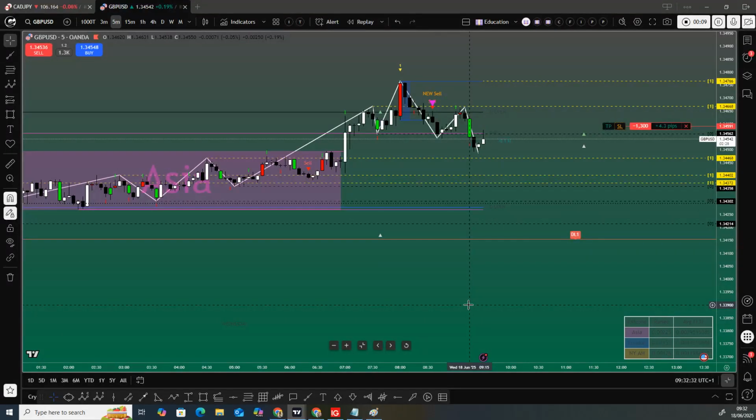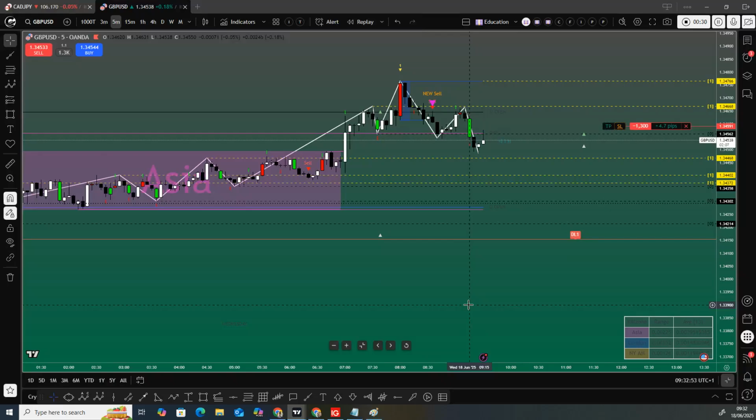Before you can trade any market successfully, you need to understand the foundation of market movement, which is trends, consolidation, all the good stuff that we've learned to observe on the chart. Let's start with the basics.